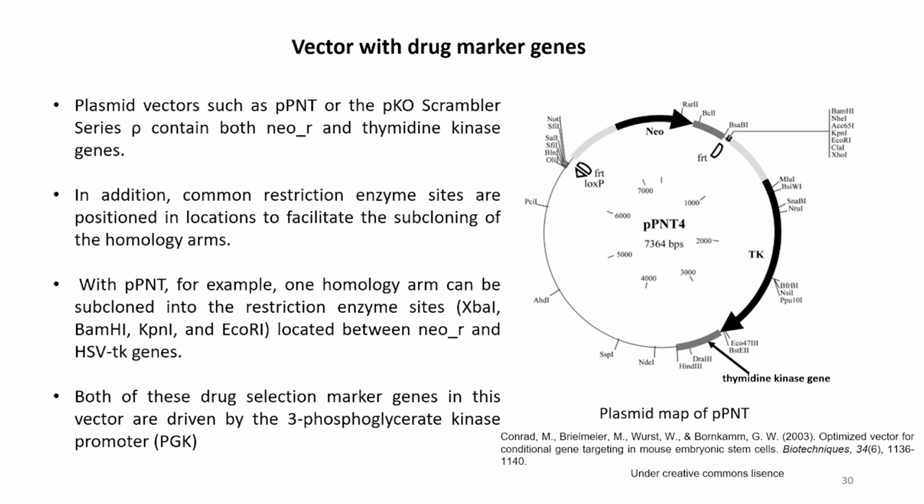So, such plasmids like pPNT or pKO Scrambler series contain both these neomycin and thymidine kinase genes, and then they have common restriction enzyme sites which are positioned in locations to facilitate subcloning of the homology arms as shown over here. With pPNT, for example, one homology arm can be subcloned in the restriction enzyme sites XbaI, BamHI, and then KpnI and EcoRI, this particular site, which is located between neomycin R and HSV-TK gene.